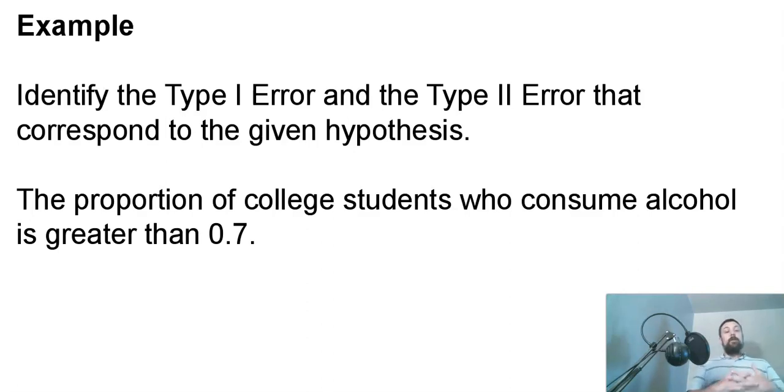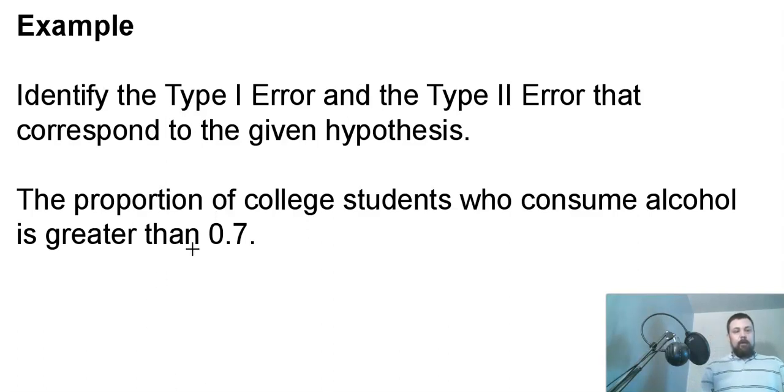So the proportion of college students who consume alcohol is greater than 70%, 0.7. So that's the claim. From that, we can construct our null and our alternative hypothesis. And then we can talk about what it would look like if we made a type 1 error or a type 2 error in that situation.